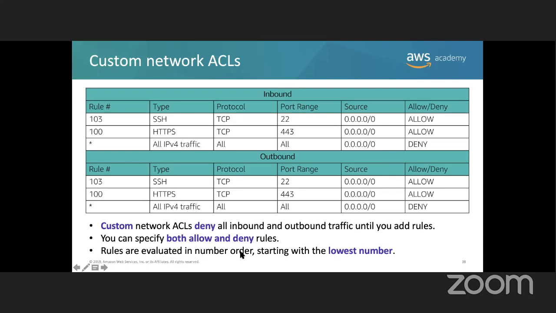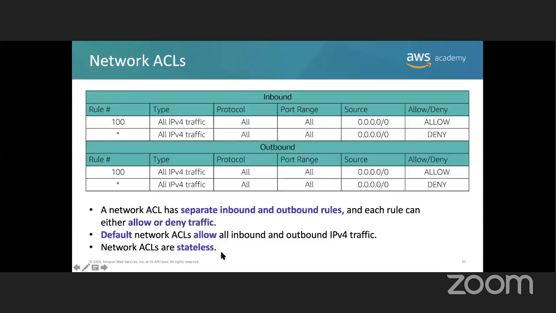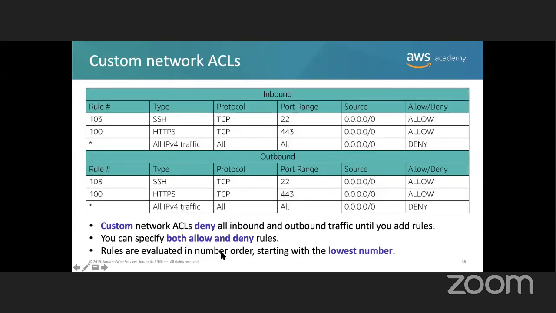Rules are evaluated in order number, starting with the lowest number. So it goes this way, 100, you see, and then 103, with the lowest number first. Very important. It doesn't matter if you put it after or before, the lowest number will be first, and then the other one. All right, super important.